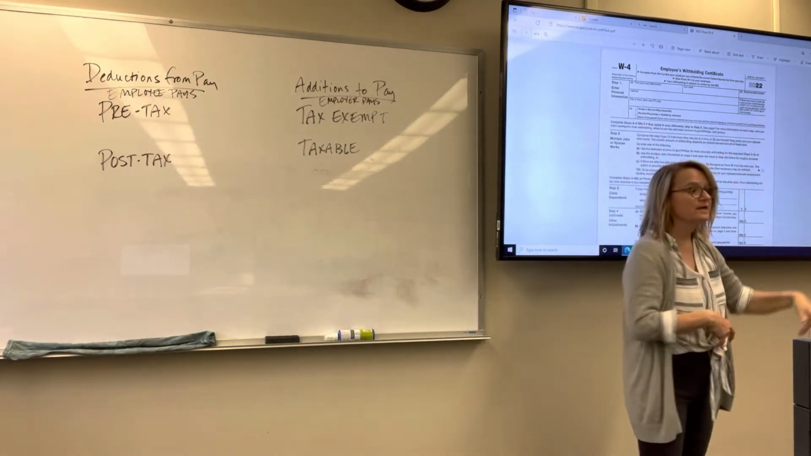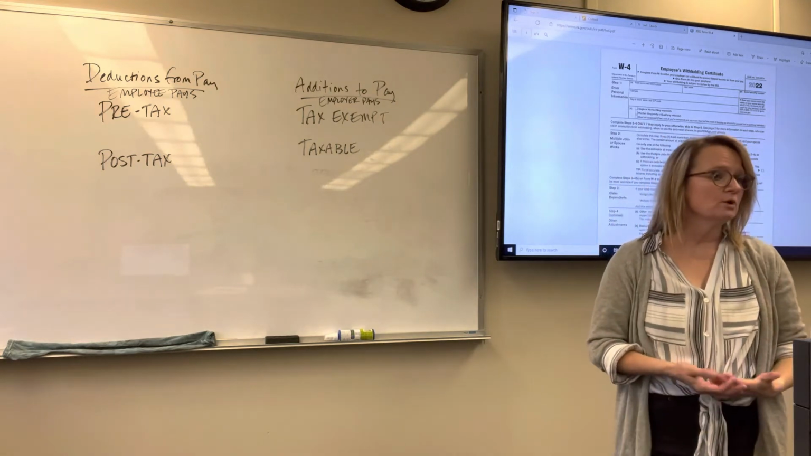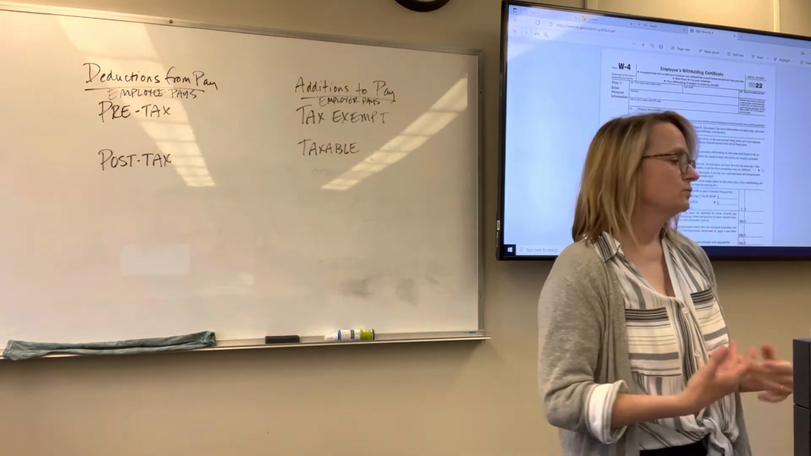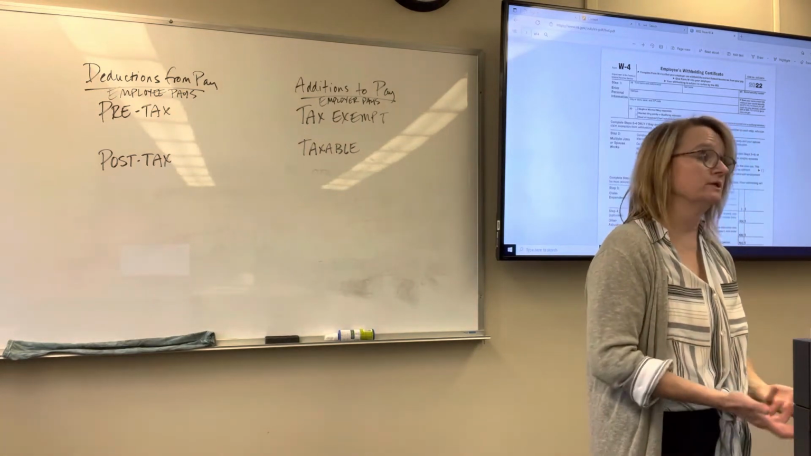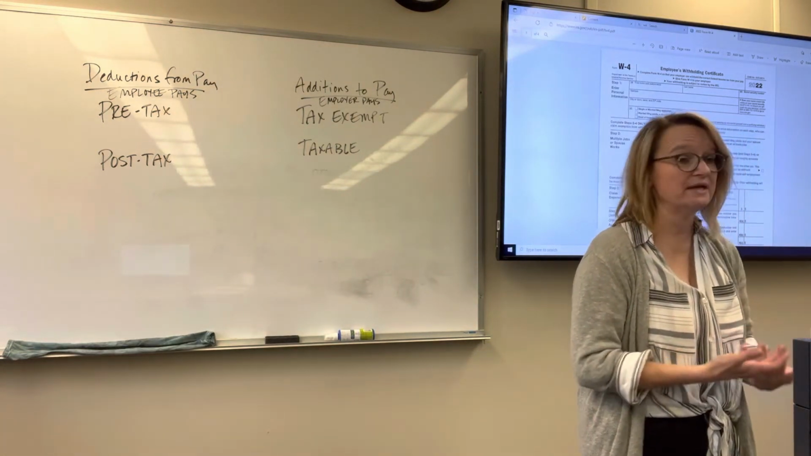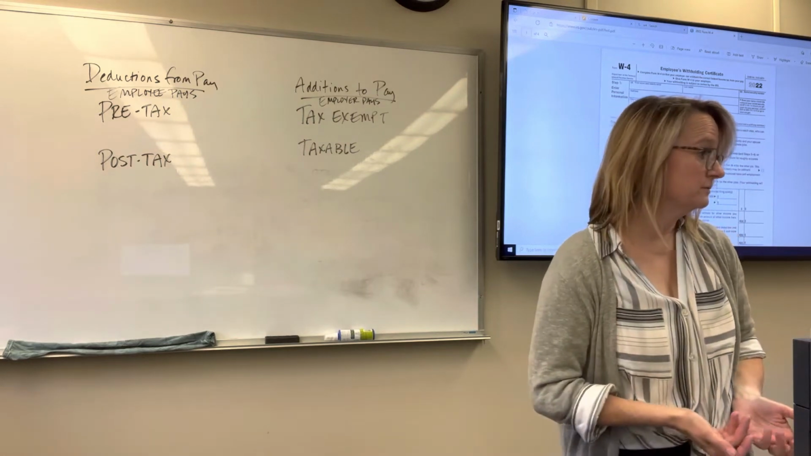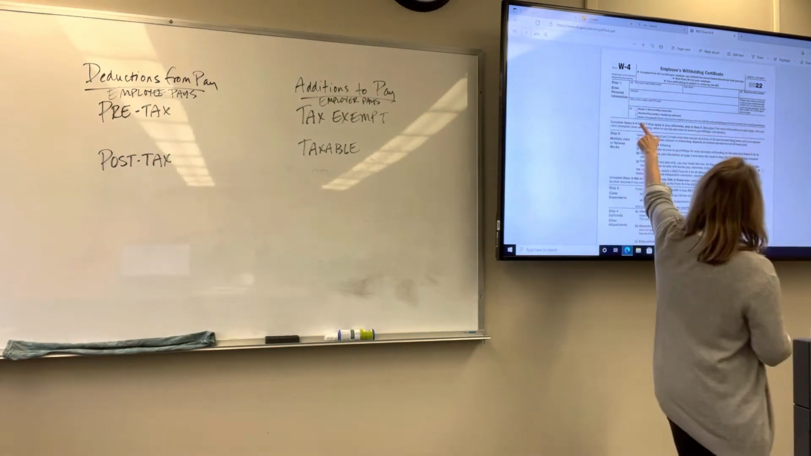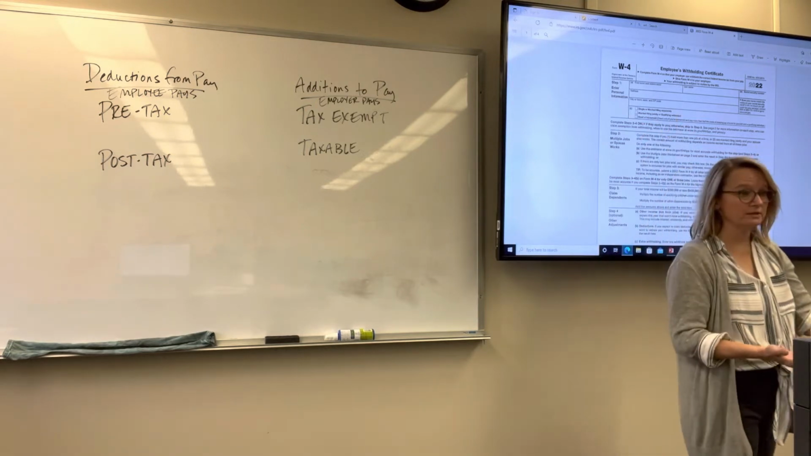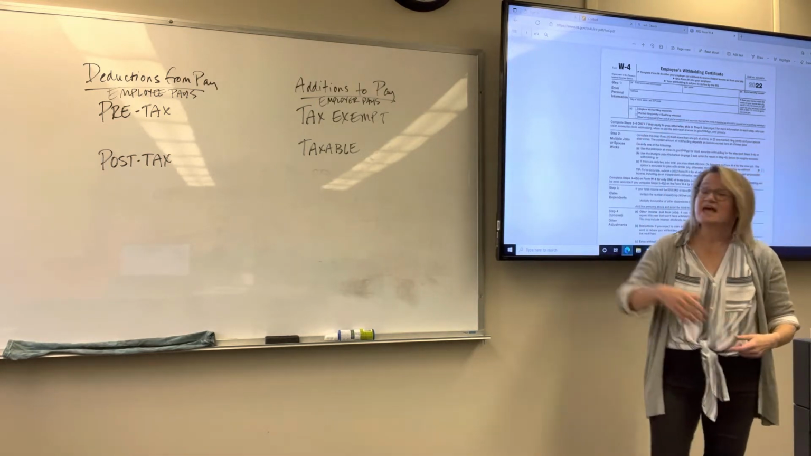Head of household. That is an unmarried individual with a dependent. Normally we think of somebody with a child, but it's not necessarily a child. It could be a dependent elderly relative, father or mother, that sort of thing. But there has to be a dependent and you have to be unmarried to use that filing status.